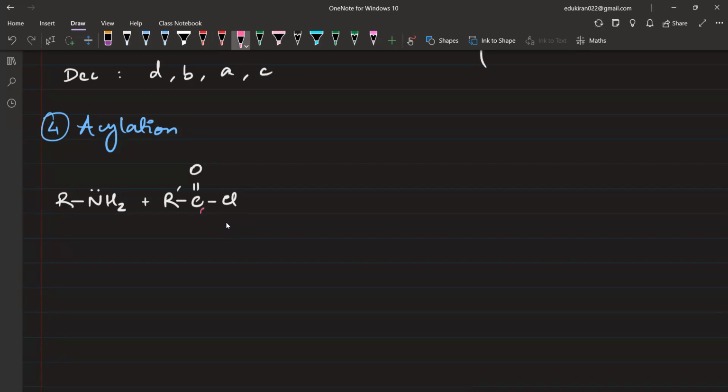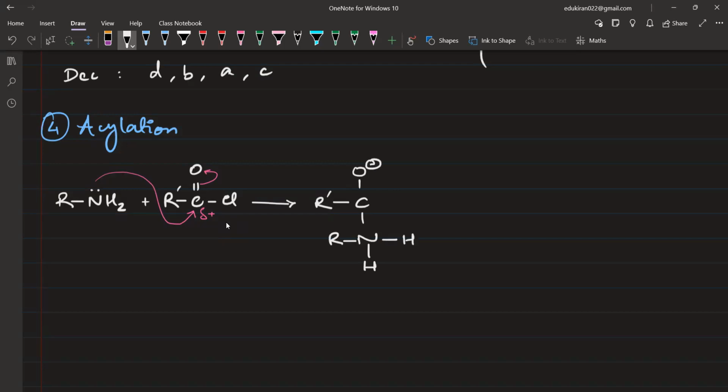This carbonyl carbon is delta positive because it is attached with oxygen and also a chlorine atom. This nitrogen atom will attack the carbonyl like this. R dash as it is, bonded to carbon, single bond with oxygen, because as soon as this nitrogen attacks and makes a bond with carbon, the carbon will say that I already have 4 bonds, so it will break the pi bond, making this O negative. Here you will have nitrogen with 2 hydrogens and 1 alkyl group, and this carbon atom is having chlorine.